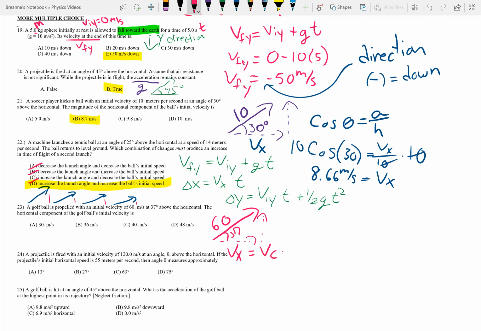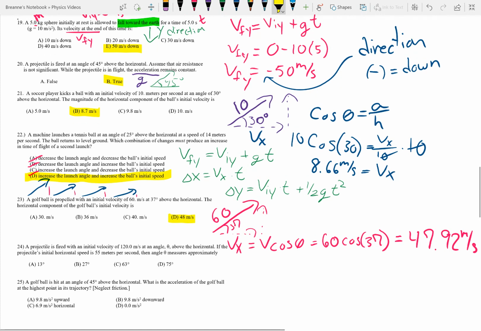It'll be our velocity times cosine of our angle. We know our velocity is 60 and our angle is 37. So we plug that into our handy dandy calculator and we get 47.92 meters per second. Any of those answers pretty close? I'd say that would round up to 48, wouldn't you? Yay! Cool.